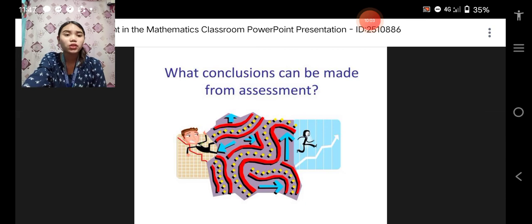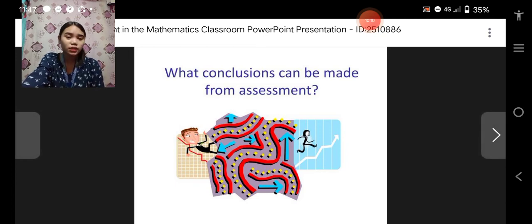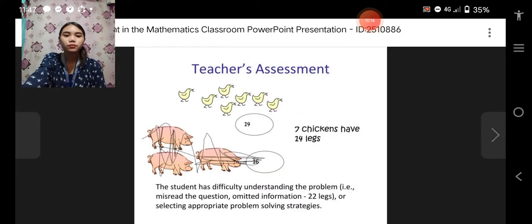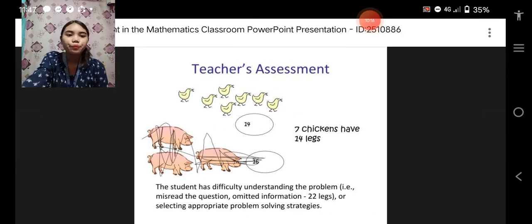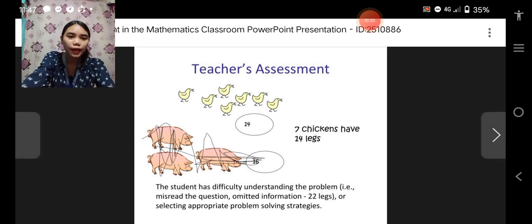So what conclusion can be made from assessment? As I have said, the conclusion that the student needs is to generally know what they want to know. So teacher's assessment: have you seen there's a chicken? How many chickens are there? There are 7 chickens and 14 legs of the chicken.